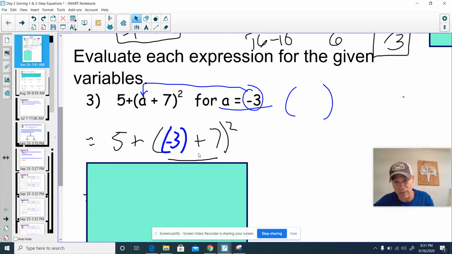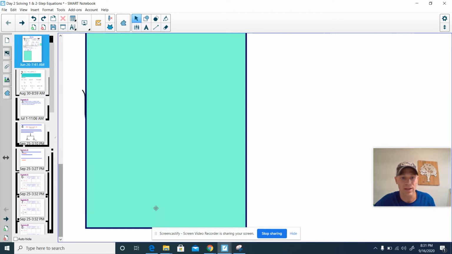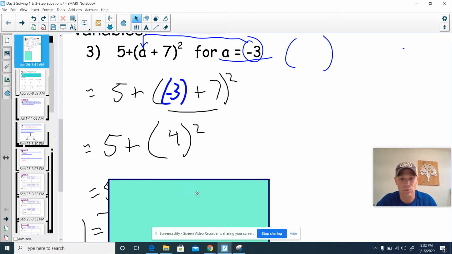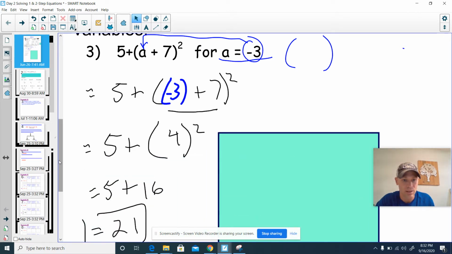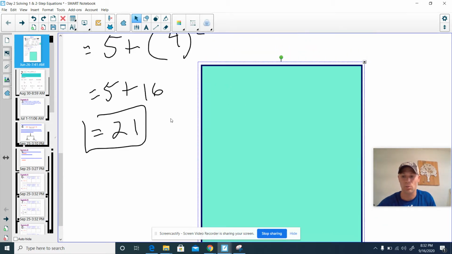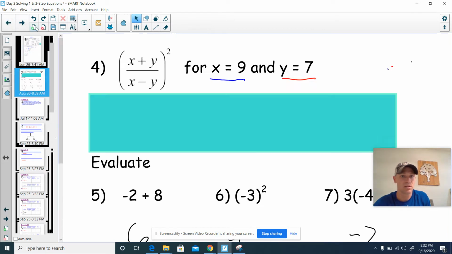So again, I got parentheses. That comes first. So I take the -3 plus 7. That is the same as saying 7 minus 3. So I get 4. And then I have to compute the exponent. That comes next outside of parentheses. So 4 squared is 16. And then I just have to add the 5 plus 16 to get 21. All right, so that is the warm-up there.